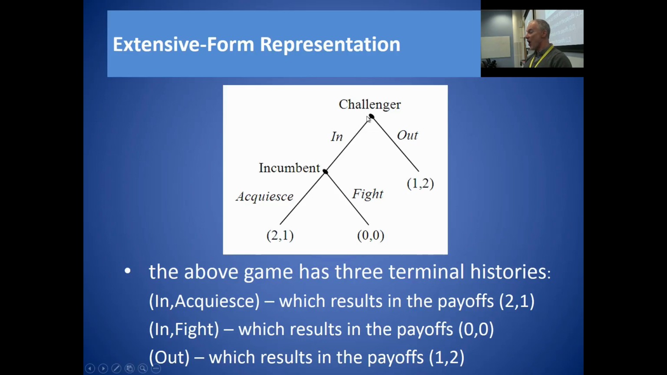Another potential outcome, another potential terminal history, is in-fight, where the challenger chooses in and the incumbent responds by fighting. And that will lead to a payoff of 0 for both players. Now the third potential terminal history, third potential outcome, is out, where the challenger just stays out of the market altogether, and this results in a payoff of 1 to the challenger and 2 to the incumbent.